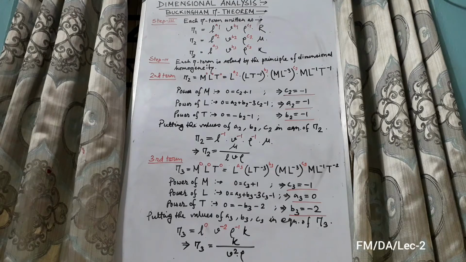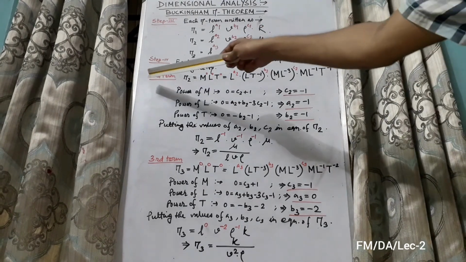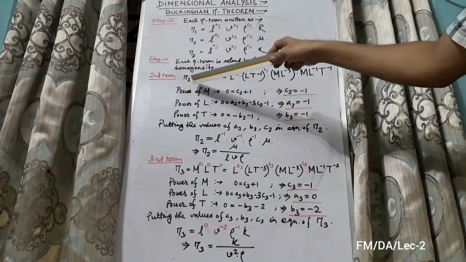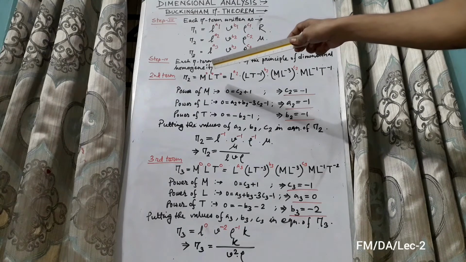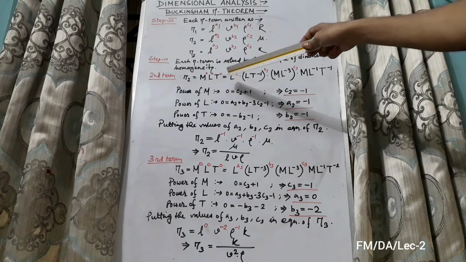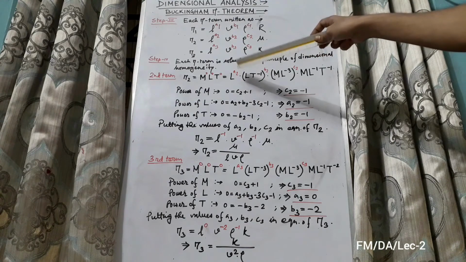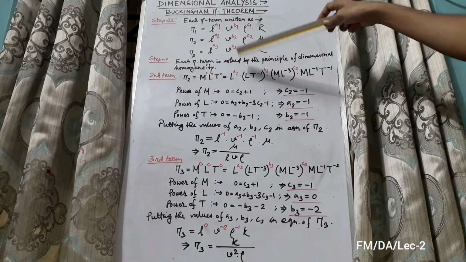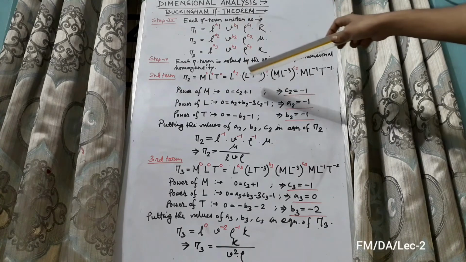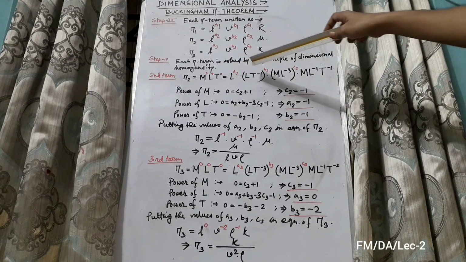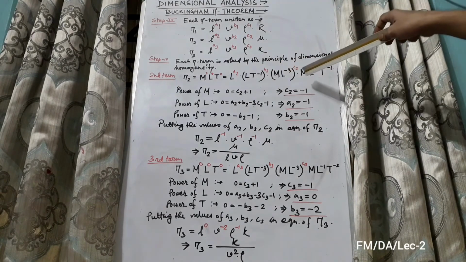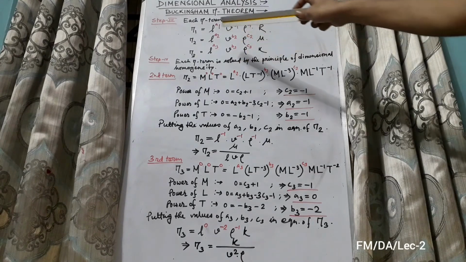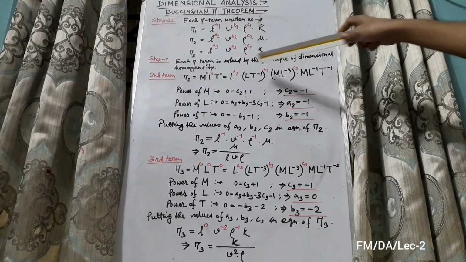After the first term, we are now in the second term, that is pi 2. Pi 2 equals M to the power 0, L to the power 0, T to the power 0, equals to the powers of L, and this is the dimension of L, and this is the dimension of V, and this is the dimension of rho, and this is the dimension of mu. And putting the powers of L, V, mu here.